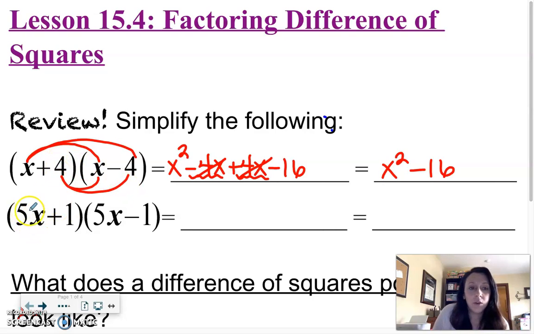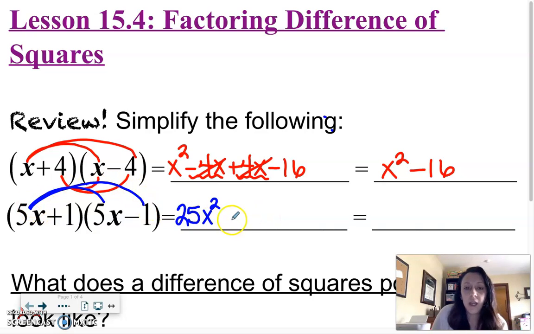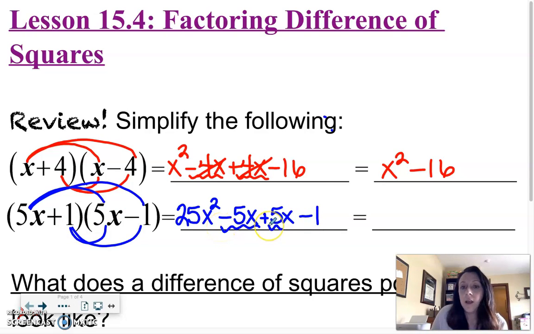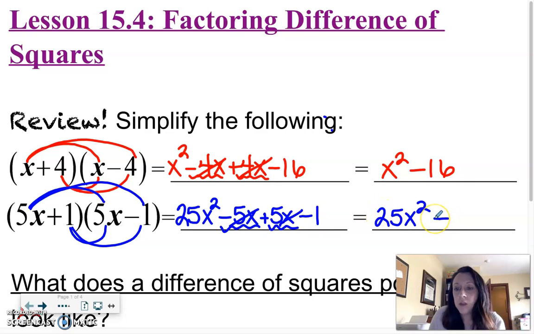Let's try another one. So I'm going to do 5x plus 1 times 5x minus 1. And I'm going to do the same procedure as last time. So 5x times 5x, that would be 25x squared. 5x times negative 1 is negative 5x. 1 times 5x is positive 5x. And 1 times negative 1 is negative 1. And we're going to do the same thing as last time, and look for like terms. Those cancel one another out, and you end up with 25x squared minus 1.